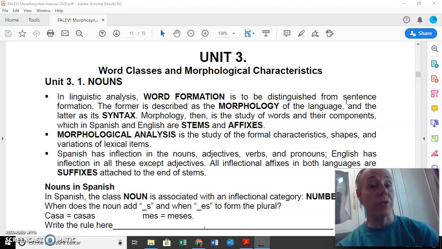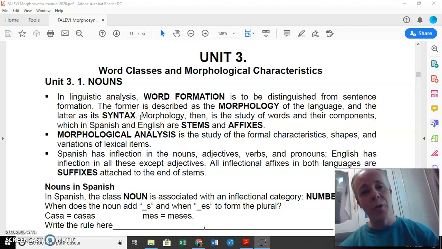Today we're going to cover Unit 3, and it has to do specifically with nouns. So please go over your manual, page 11, Unit 3, and we're going to go every single step one by one. The first paragraph says, in linguistic analysis, word formation is to be distinguished from sentence formation. The former is described as the morphology of the language and the latter as its syntax.